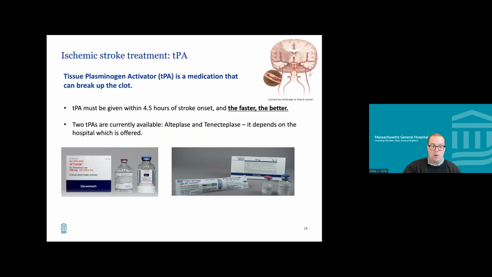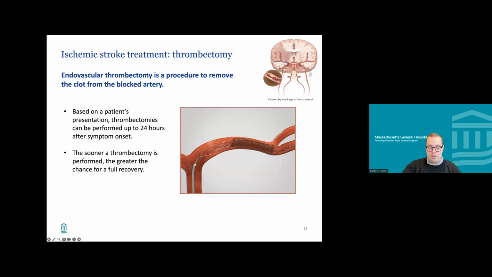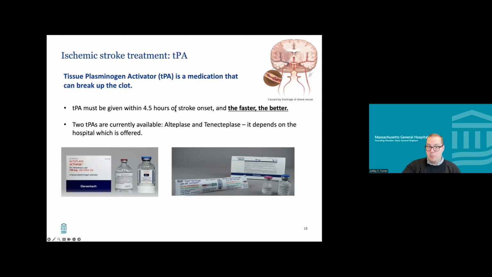I've mentioned here before, the TPA, or the IV clot busting medication, tissue plasminogen activator. It's a medication that we give that can help break up the clot. So it must be given within 4.5 hours of stroke onset. But even within this time frame, the faster the better. So patients who get it at 1 hour do better than patients who get it at 4 hours, even though they both technically meet the eligibility umbrella. So still, important to get in as quickly as possible.